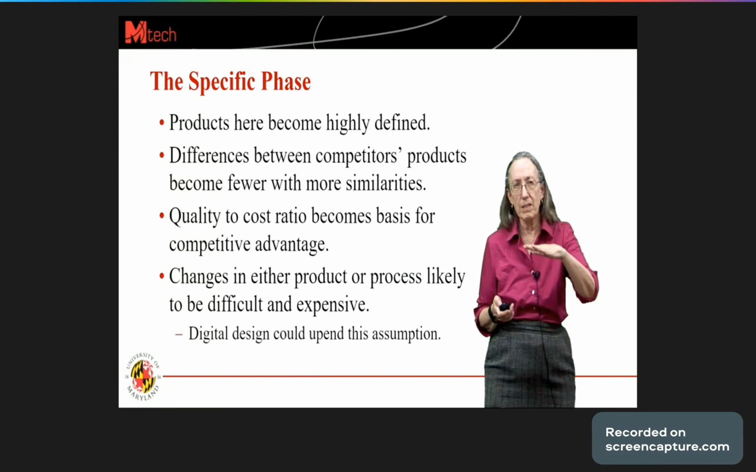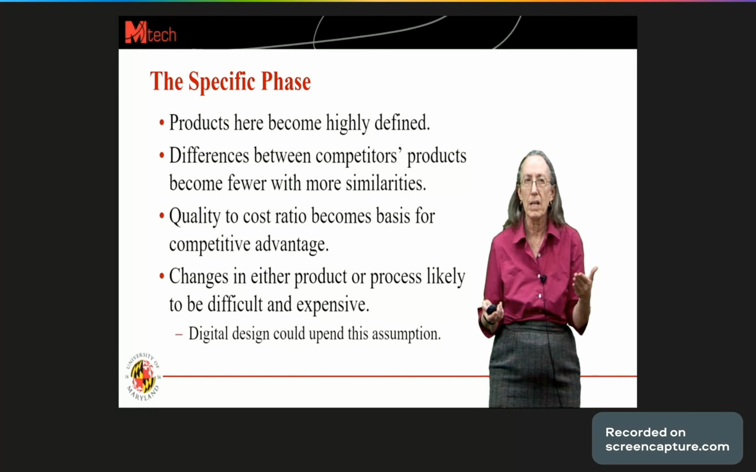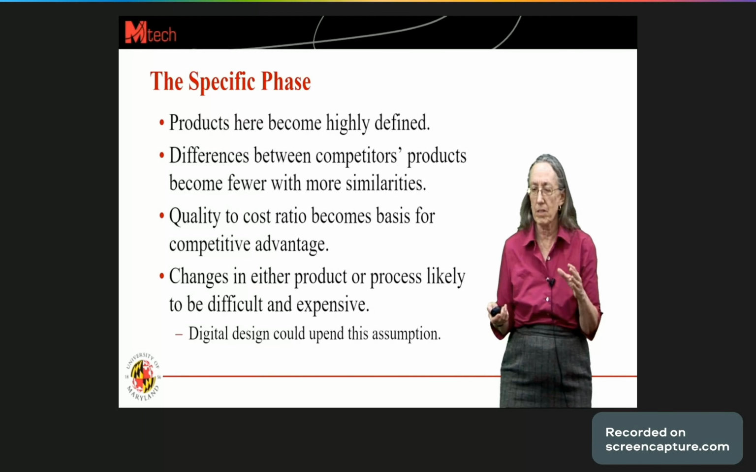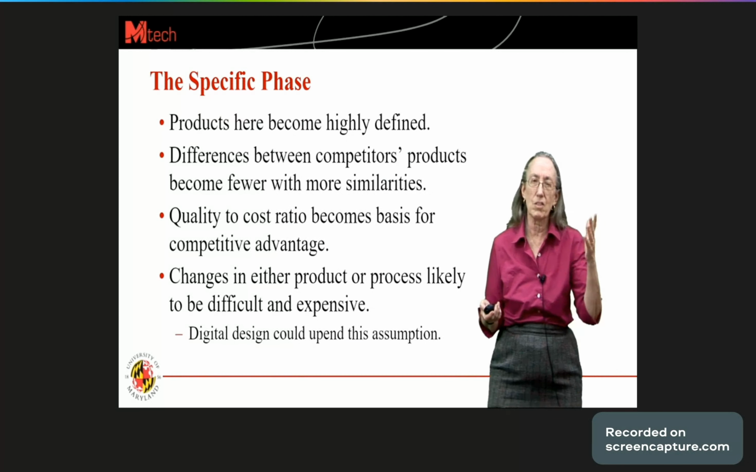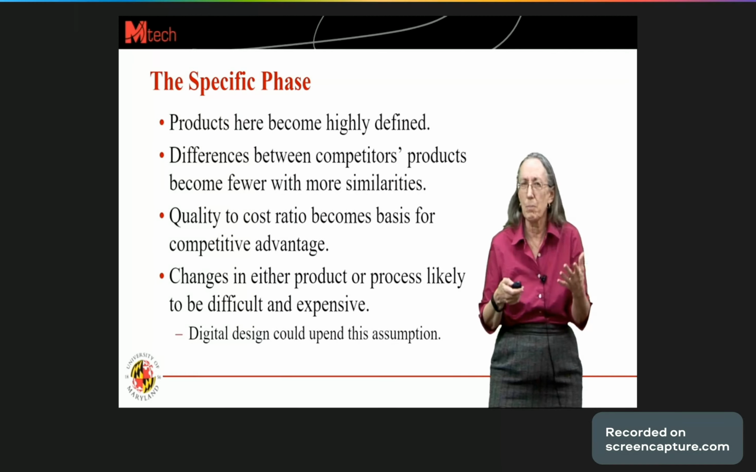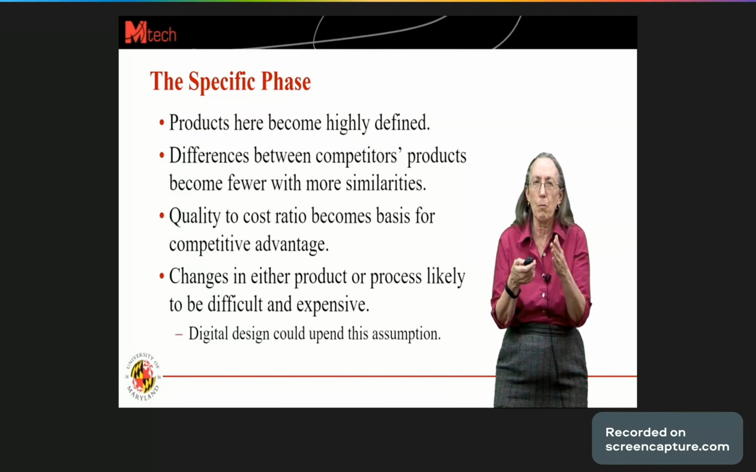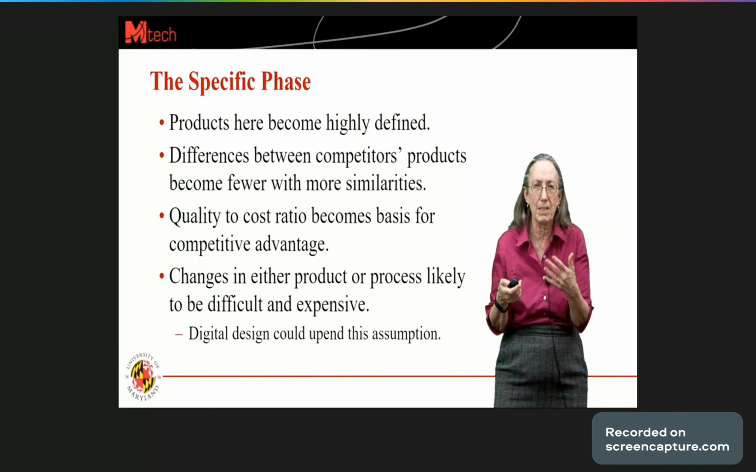The specific phase, products here become highly defined, and the differences between competitors' products can become fewer with more similarities. So you can say, well, that's just so generic, it doesn't really matter which USB plug you get. They're all pretty much the same. It even doesn't really matter which phone you get. They're all pretty much the same. So it's commoditized. Nobody really worries about which one. The brands are no longer different enough for anybody to care.